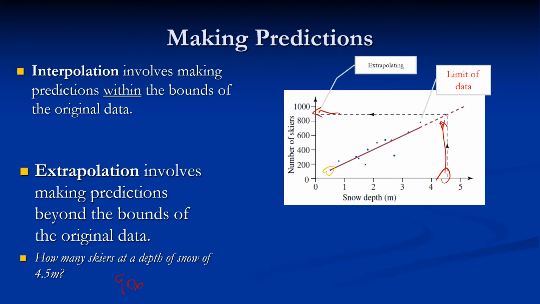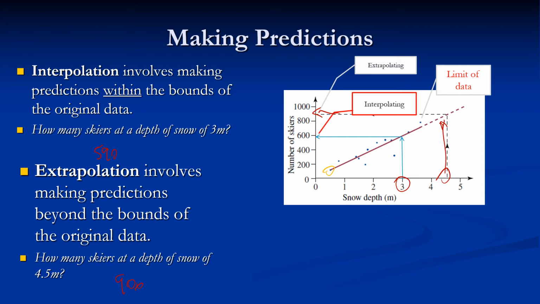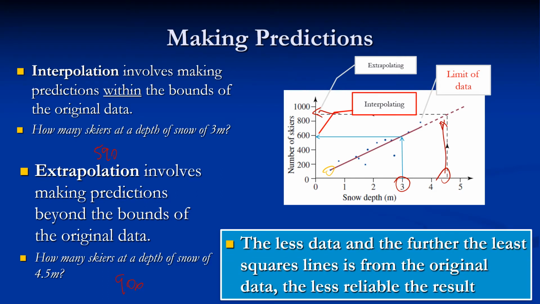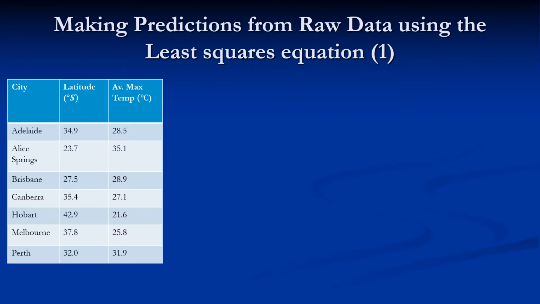Now, interpolation is making predictions within the bounds of the original data. An example of this would be how many skiers at a snow depth of 3 meters. We would just read up to that line of best fit, and then read across, and we could say that's about 590 or even 600. That's called interpolating. Now, the less data there is, and the further the least squares line is from the original data, the less reliable the result.